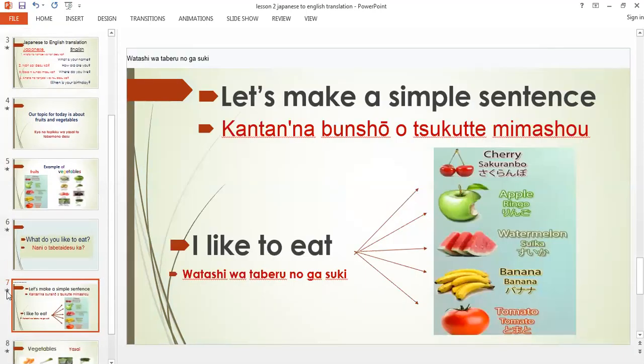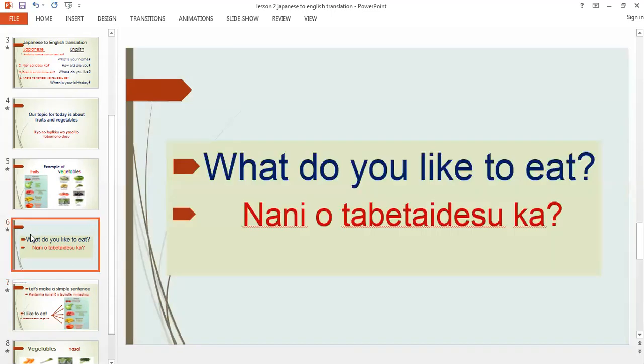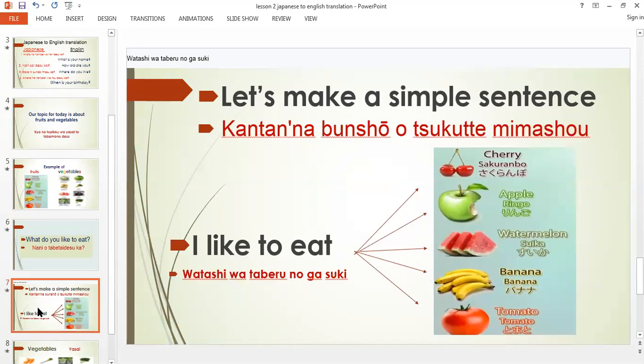Okay, here, let's make a simple sentence. The answer for this question, what do you like to eat, is as simple as I like to eat, or watashi wa taberu no ga suki. In English, you can say I like to eat cherry, or I like to eat apple. You can also say I like to eat watermelon. I like to eat banana. I like to eat tomato.